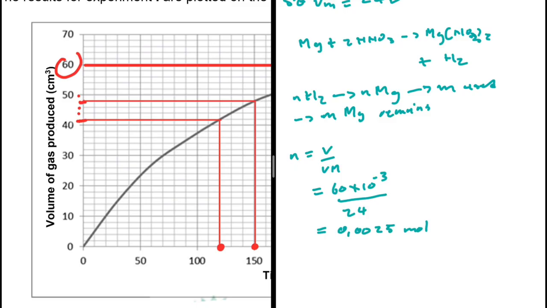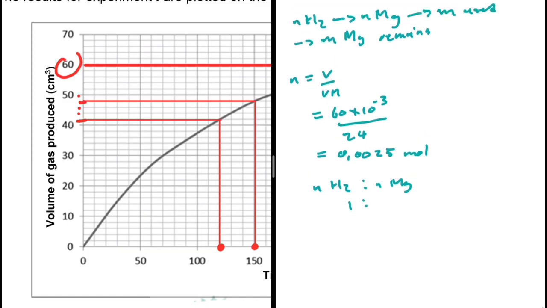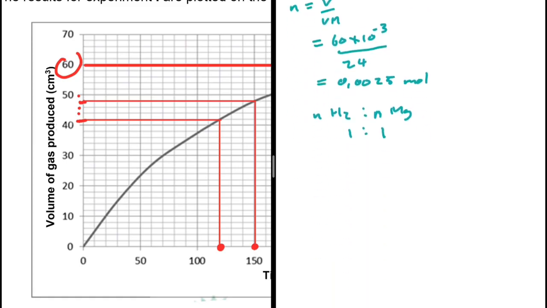So now the number of moles of hydrogen gas is to the number of moles of magnesium. We have a 1:1 relationship, right? The balancing coefficients are 1:1. So here, the number of moles of magnesium should also be equal to 0.0025 moles. So there we go. We have the number of moles of magnesium that were used. So we can go ahead and calculate the mass of magnesium.